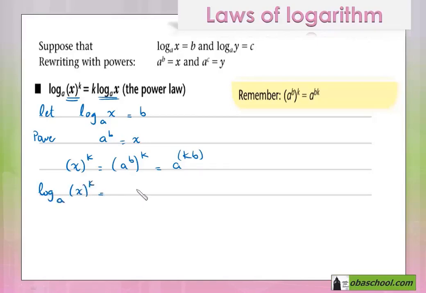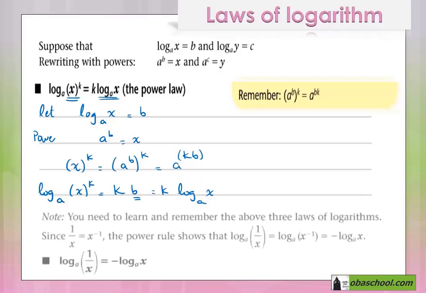Moving on, we have log x to the power k to the base a equal to this one right here, k times b. And so in such case, this would be k log x to the base a. And this is how you can dissect the whole rule, starting off from log x to the base a equal to b, and then moving on to change it to power form, and then from there on, you can find the rule.